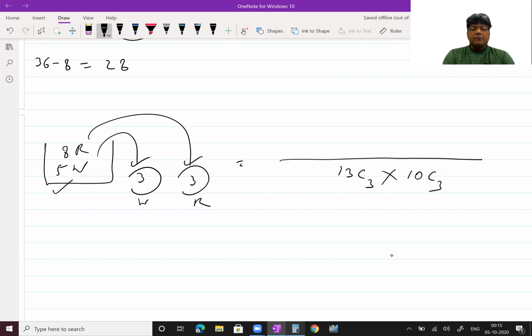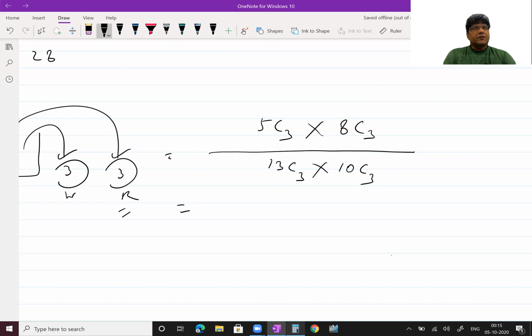Favorable: when the first 3 you have drawn are all white, all will come from these 5, and that is 5C3. And the next 3 should be red. So 3 white you have drawn, how many reds are remaining? 8 reds are remaining. You want 3 red, obviously 8C3. So it is equal to 5C3 times 8C3 over 13C3 times 10C3.